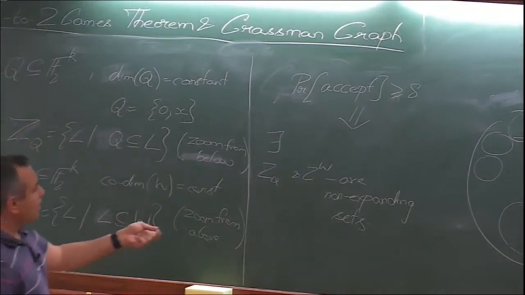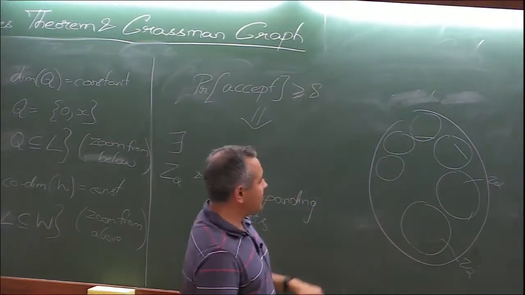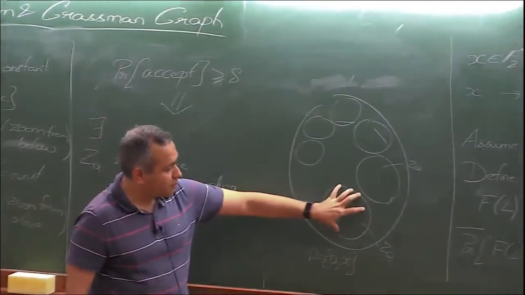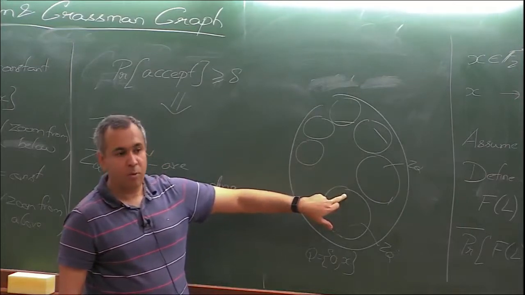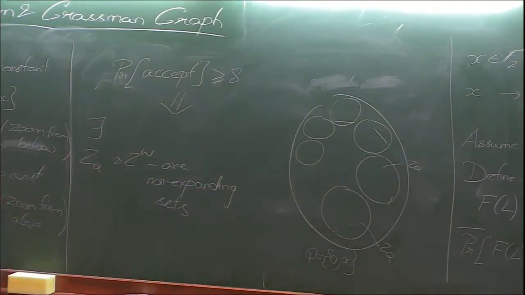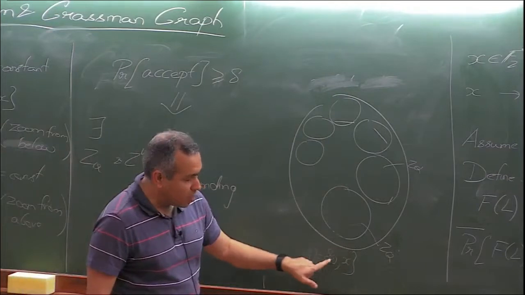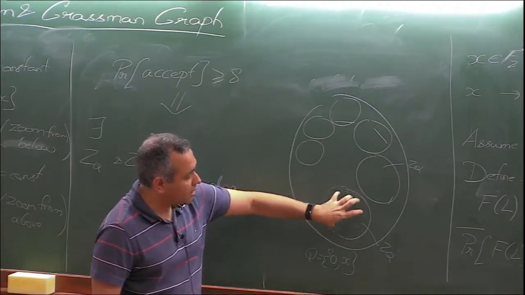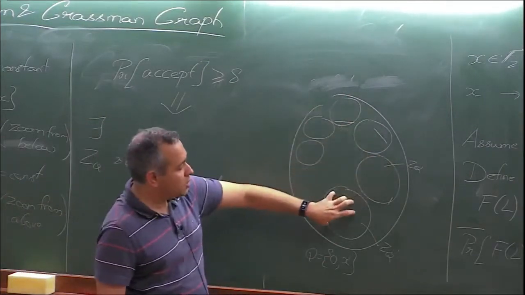Now, if you look at ZQ, what is the problem? That example is the example in which Q was just the space {0, x}. If you pick a vertex here, what's the probability that its edge actually goes outside? To take a step, you basically have to take out one dimension and add a fresh dimension to it. The point is, are you going to take out the dimension containing x? That's a very small chance of it happening. Therefore, each of these ZQs is going to be a non-expanding set. So this graph can be broken up into several such ZQs, each of which is non-expanding.